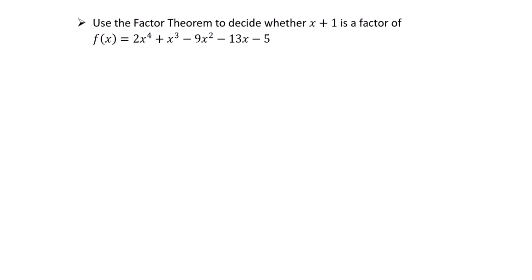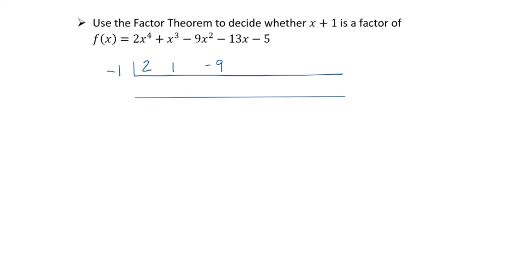So the factor theorem says that x plus 1 is going to be a factor if negative 1 is a zero. How would we find out if negative 1 is a zero? Well, we would find out by going ahead and running this through our synthetic division process. So I have 2, 1, negative 9, negative 13, and negative 5.